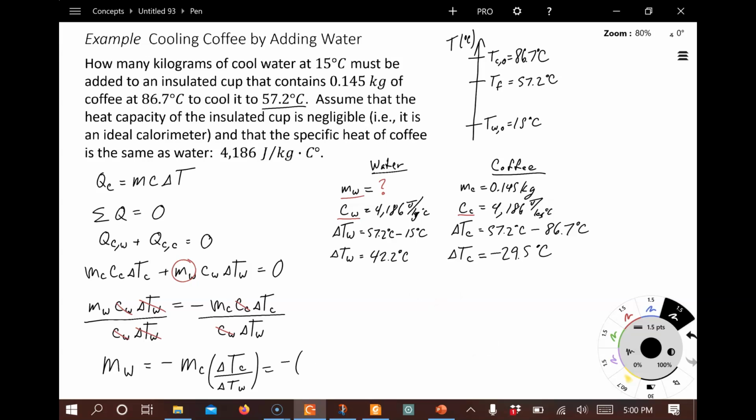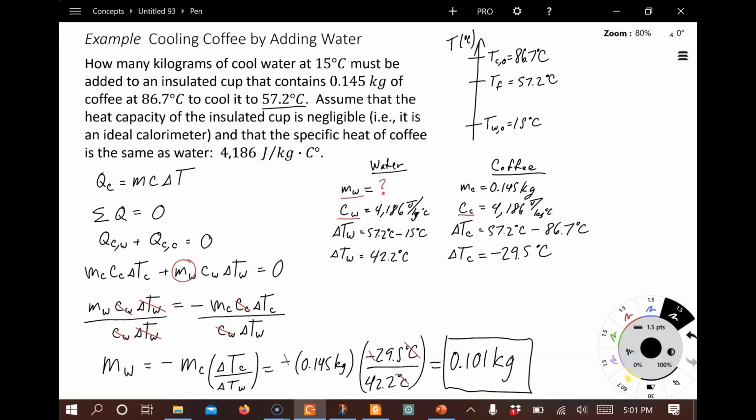So for the coffee's mass, we're going to put a minus sign, and then we're going to have 0.145 kilograms for the coffee mass. And for the temperature change for the coffee, delta T, it's negative 29.5 degrees Celsius. And for the water, it's 42.2 degrees Celsius. And now those negative signs are going to cancel, leaving us with a positive value of kilograms. Put that into the calculator, and we get 0.101 kilograms. That's the mass of water that we needed to add to cool it to that temperature.